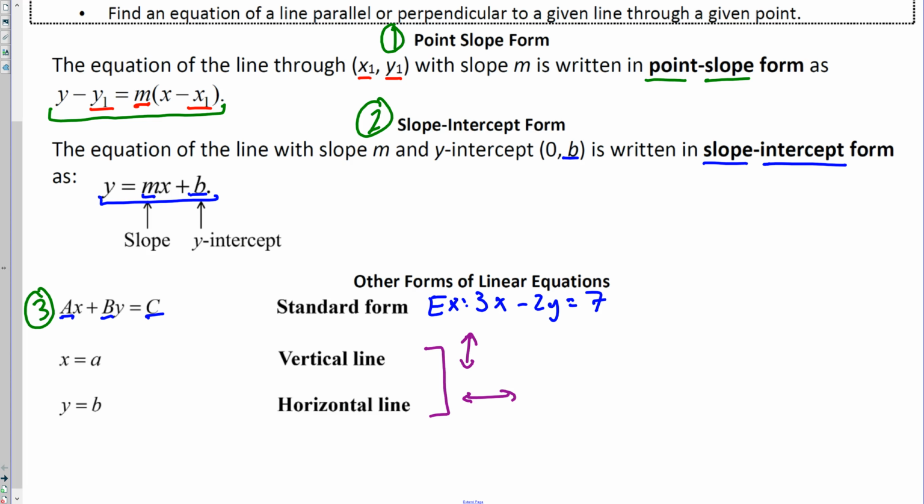So anytime I see an equation that just has x equals some numerical value, for example x equals 3, that is a vertical line. The fact that I only see an x value and then a numerical value, with no y involved. Similarly, if I just see y equals some numerical value, like y equals 2, that's going to be a horizontal line. So just be aware of those two special cases as they can pop up as you solve through problems.